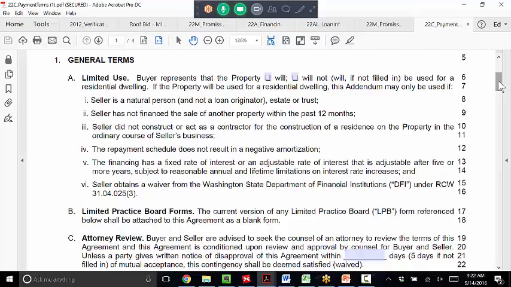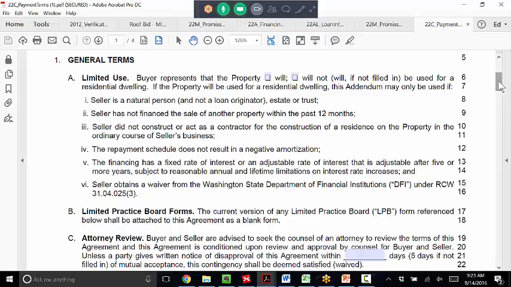So general terms. Buyer represents that the property will or will not, and defaults to will, be used as a residential dwelling. If the property will be used for a residential dwelling, this addendum may only be used if seller is a natural person and not a loan originator, but can be an estate or trust. Seller has not financed the sale of another property within the last 12 months. Seller did not construct or act as a contractor for the construction of a residence on the property in the ordinary course of seller's business.